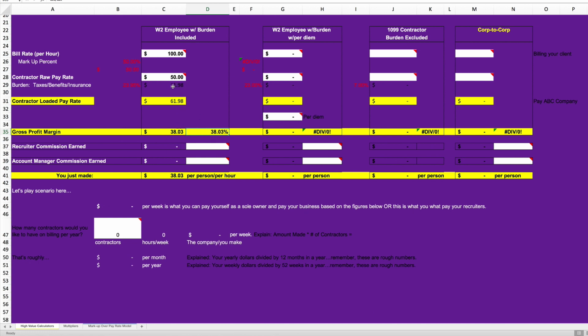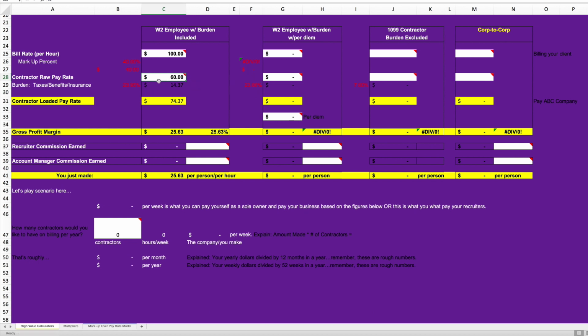So if all we do is change these numbers, let's say I have to pay the candidate $60 an hour. Now my gross profit margin is down to 25.63%. That's not acceptable. So now you can start figuring out what range I can actually afford to pay this candidate and still be able to pay commission and the bills and all of that stuff.